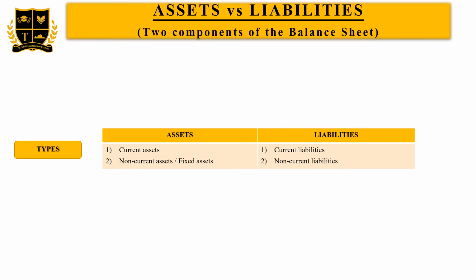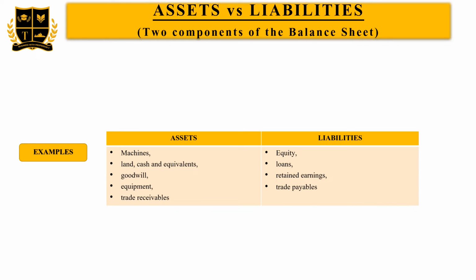So now we know how to define an asset and liability, and we also know the purpose of an asset and liability. Now we need to know the types of assets and liabilities that we would see in a financial statement, most likely in the balance sheet, but also we can see this in other financial statements. The types of assets that you'll see are current assets and non-current assets or fixed assets. And the types of liabilities you'll see are current liabilities and non-current liabilities.